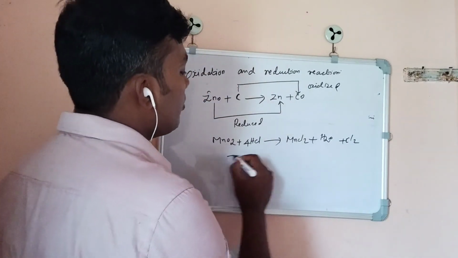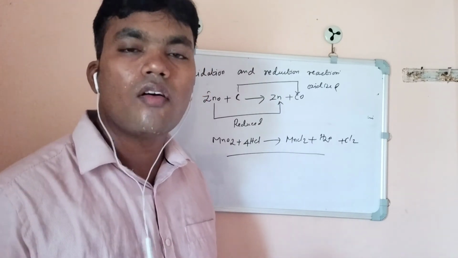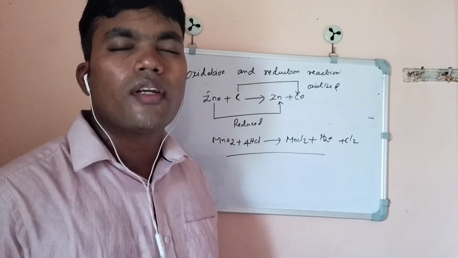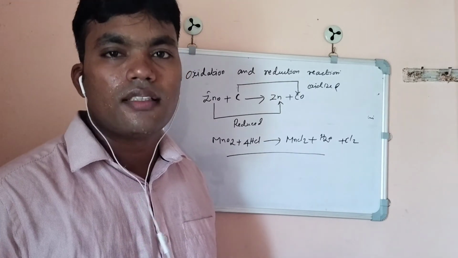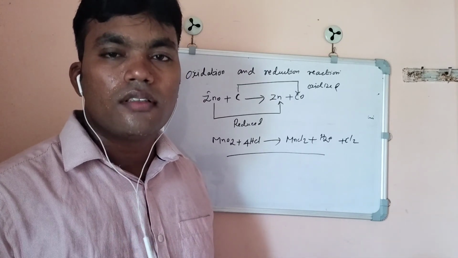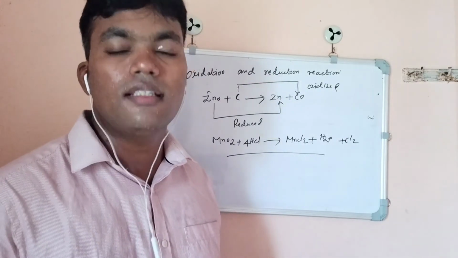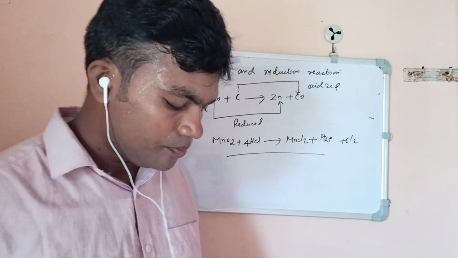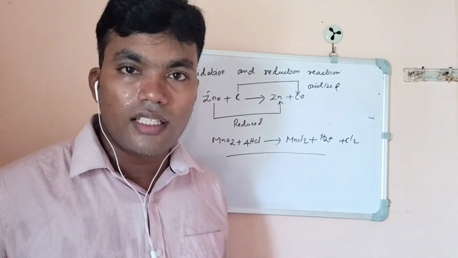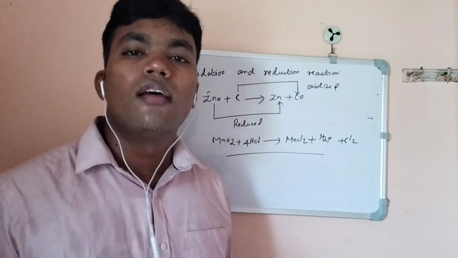From the above examples, what have you learned? We have learned completely about oxidation and reduction reactions. Now I am going to ask you, what is meant by oxidation reaction? You can close your eyes and tell me: if a substance gains oxygen or loses hydrogen during the reaction, it is called an oxidation reaction. If a substance loses oxygen or gains hydrogen during the reaction, it is called a reduction reaction.